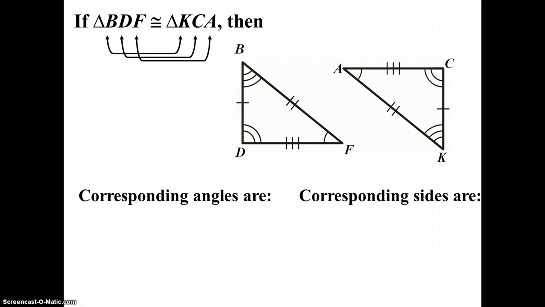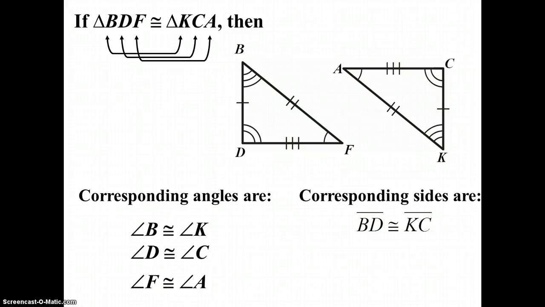They match up. That also means that our sides, segment BD, would have to correspond and be congruent to segment KC. And DF would be congruent to segment CA. And if I go first and last letter, that's segment BF, it's going to be congruent to first and last letter KA. So if we have a congruency statement, it's telling us all the stuff that we need to know and how everything matches up.